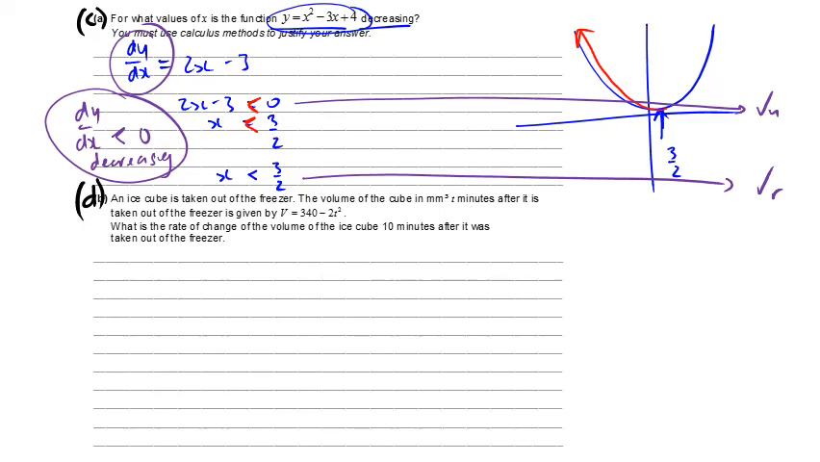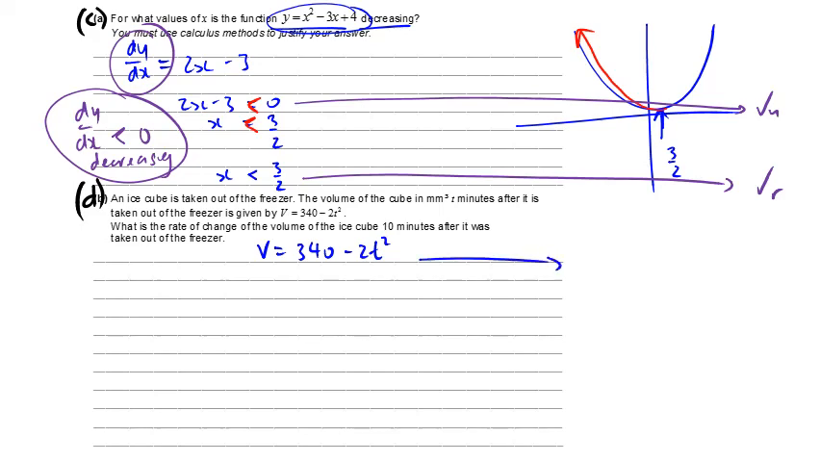The next one, ice cube taken out of a freezer. Volume of a cube is that. Taken out of a freezer, multiplied by that. Rate of change, like volume is 340 minus 2t squared. Gentlemen, the question says, what is the rate of change? Okay, not what is the volume at 10.